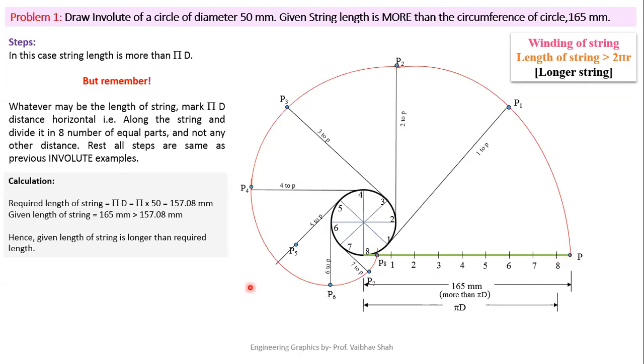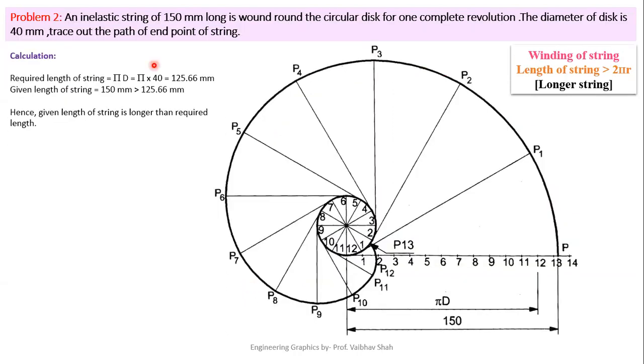Now let us see one more example for better understanding. Problem 2. An inelastic string of 150 mm long is wound round a circular disc for one complete revolution. The diameter of the disc is 40 mm. Trace out the path of the end point of the string.